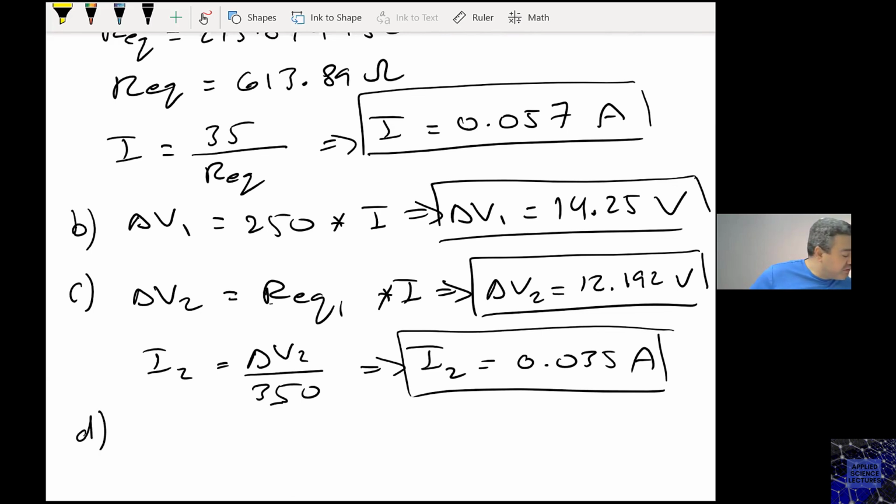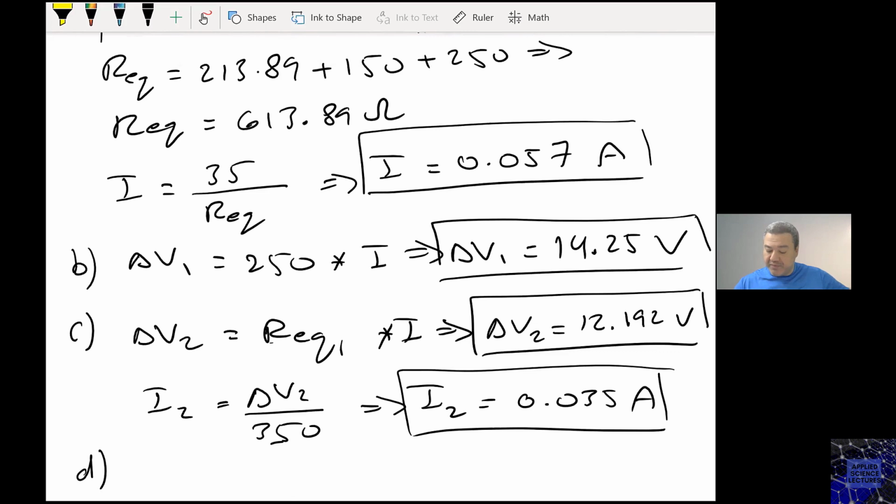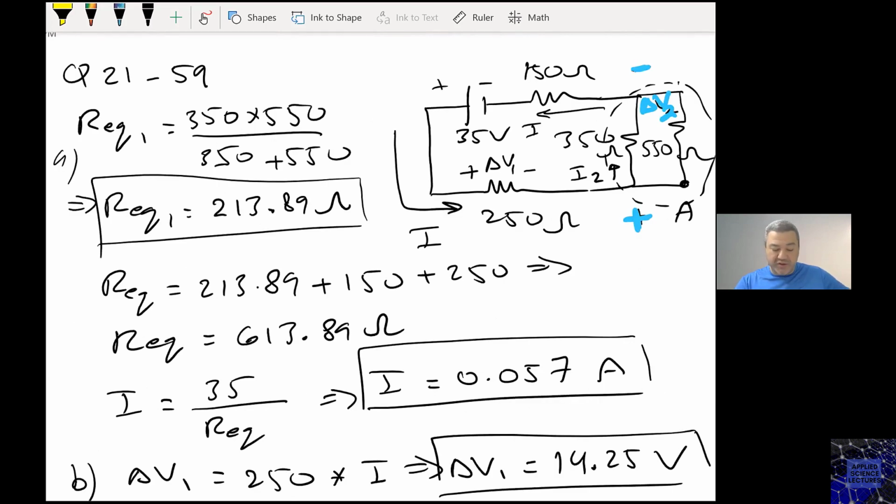D, the electric potential at point A, assuming zero electric potential at the negative terminal of the battery. So this is another important question here that you need to pay attention to. Here it is as if I have put the voltmeter, I have put the black probe right here. So this is my reference, 0 V, and now I'm measuring with the red probe, and I put it here right on A. Now I need to calculate this potential here at A.